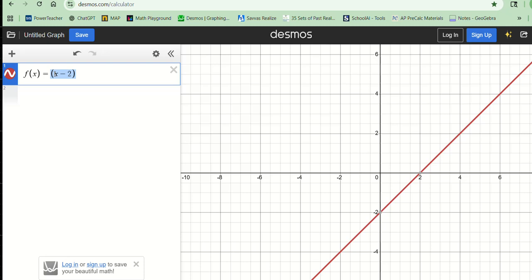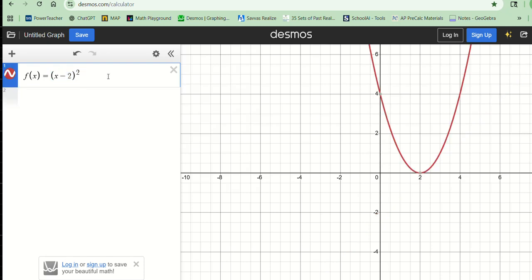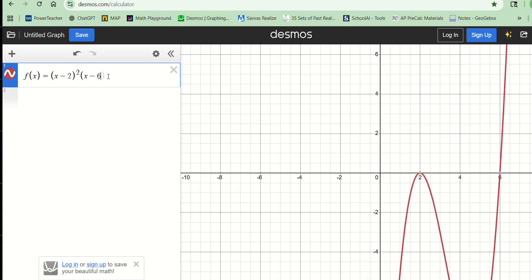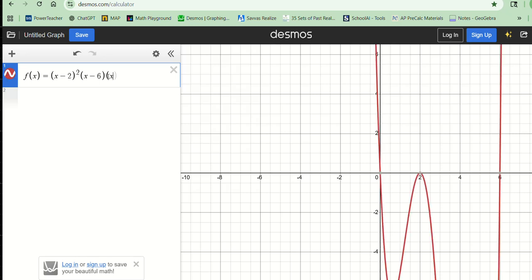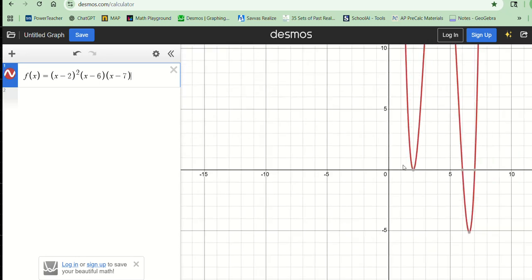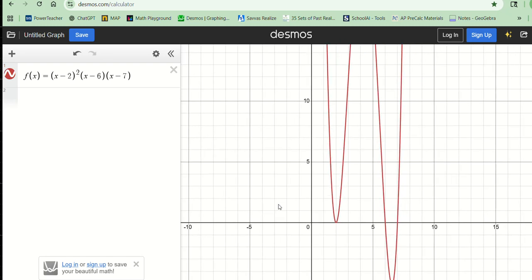It feels like a weird question, but it's just once, right? If I make it squared, how many times did that factor show up? Twice. Okay, I'm going to keep adding some factors. X minus 6, x minus 7. There we go. Okay, as I look at this thing, can you guys tell me the roots of this function?